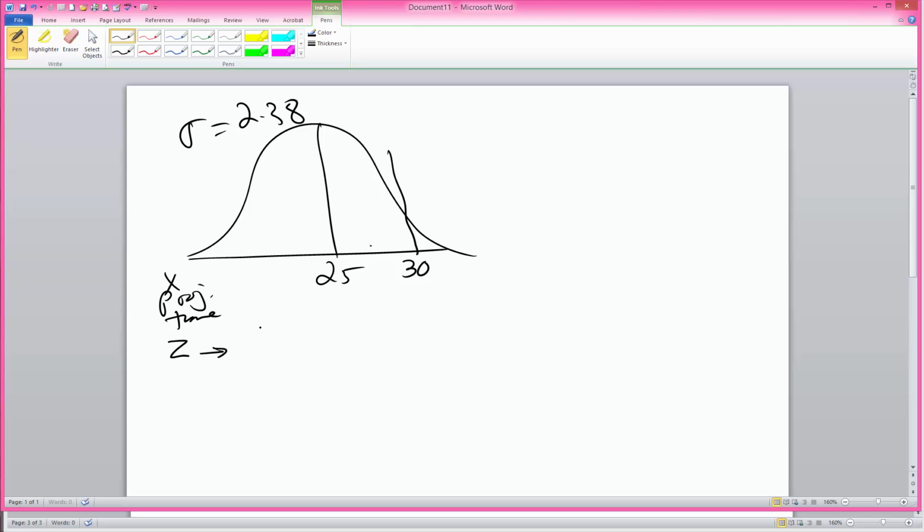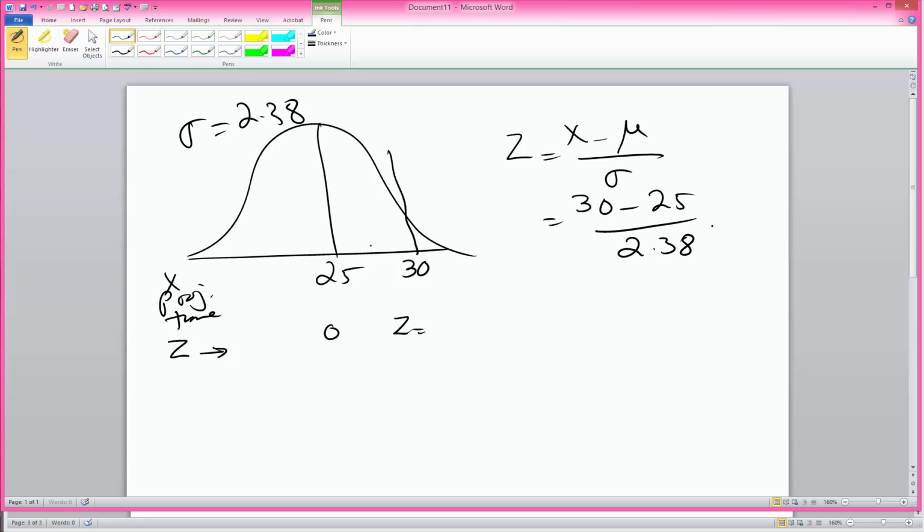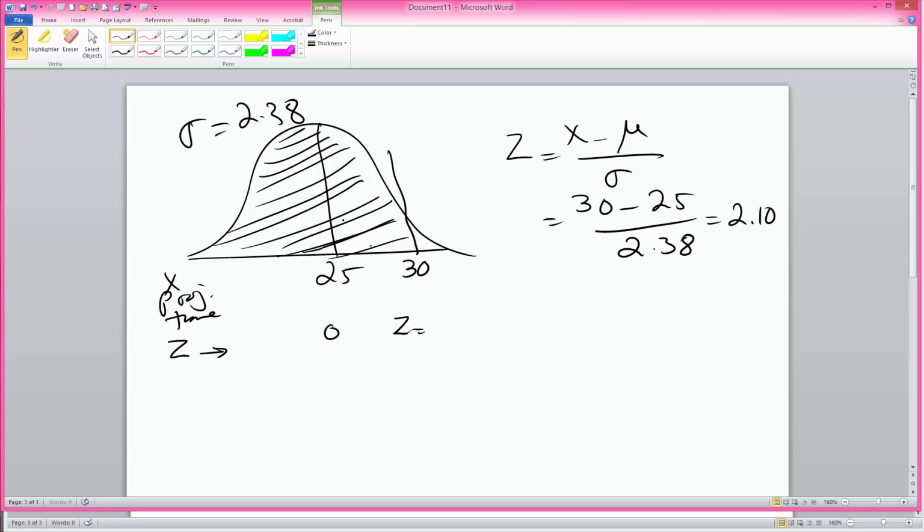We will have to use the standard normal table. We know on the z-axis the mean is 0. We should find the z-value for 30. Z-value is x minus mu over sigma, which in this problem will be 30 minus 25 over 2.38, which is 2.10 rounded to 2 decimals. So we need to know what is the probability or area under the curve to the left of this point where z is equal to 2.10.